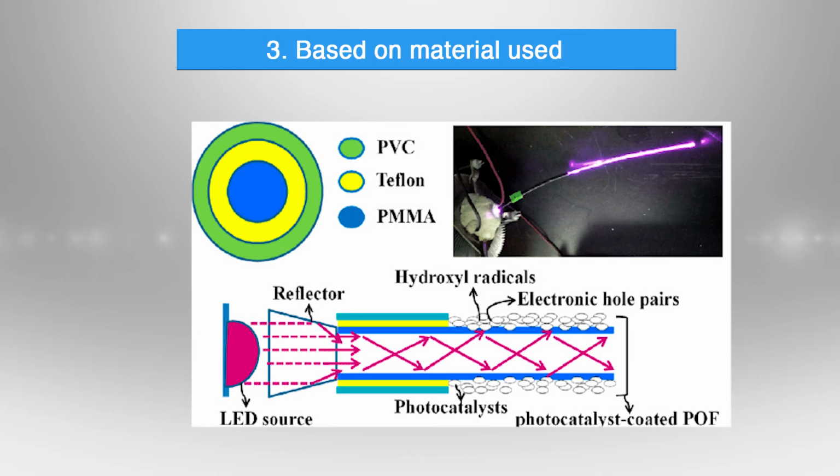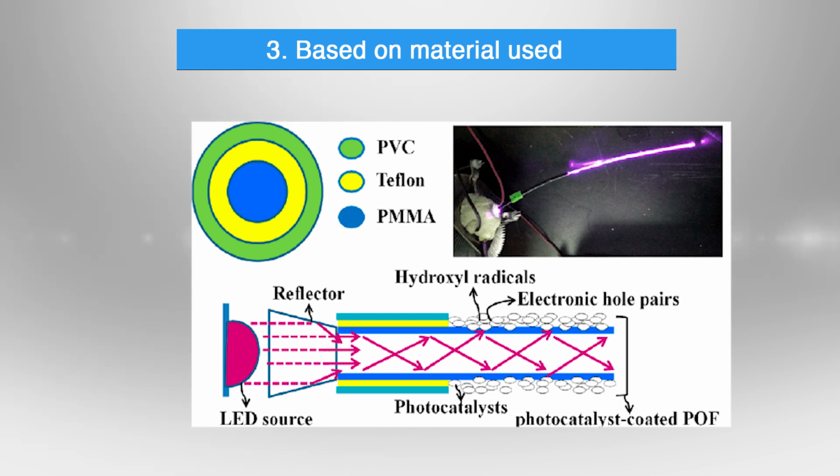The third type of classification of fiber is based on the material used. Optical fibers are made up of materials like silica and plastic. The basic optical material must have the following properties. First, efficient guide for the light waves. Second, low scattering loss. Third, the absorption, attenuation and dispersion of optical energy must be low.